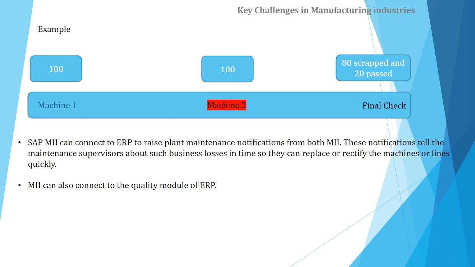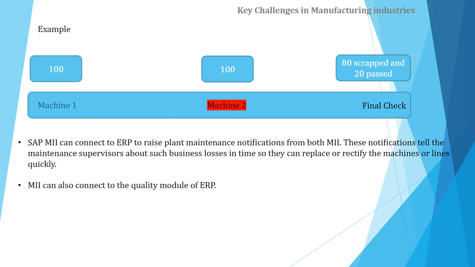So after the final check, 80 products have been scrapped and only 20 passed out of 100. So this is a very huge loss to the company. By using SAP MII, you can integrate that machine, or you can do predictive analytics on the data, as well as monitor the continuous speed or temperature of this machine.